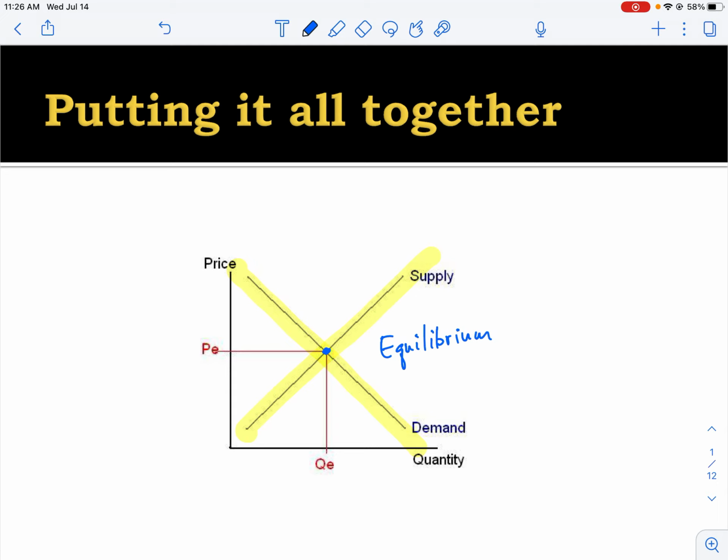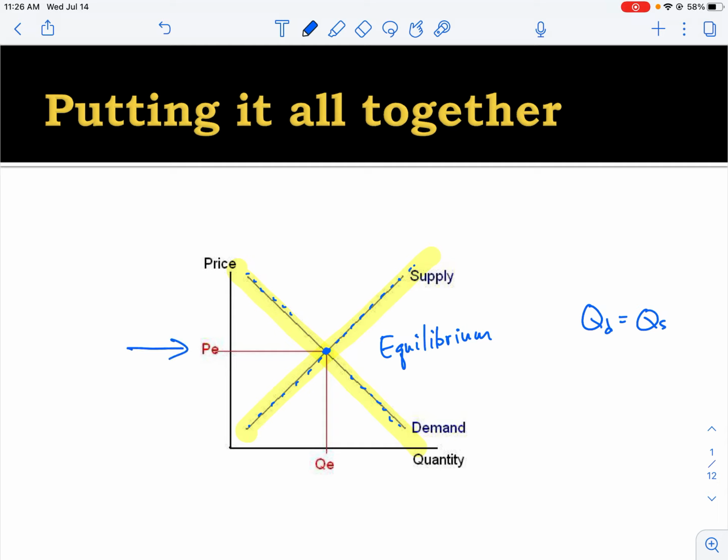And equilibrium is the point, it's the price at which the quantity demanded is equal to the quantity supplied. Remember, the demand curve tells you the quantity demanded over a whole range of prices, all the way from up here all the way down to here. So over a whole range of prices there are various quantity demandeds, and then the supply curve is made up of the quantity supplied over a whole range of prices.